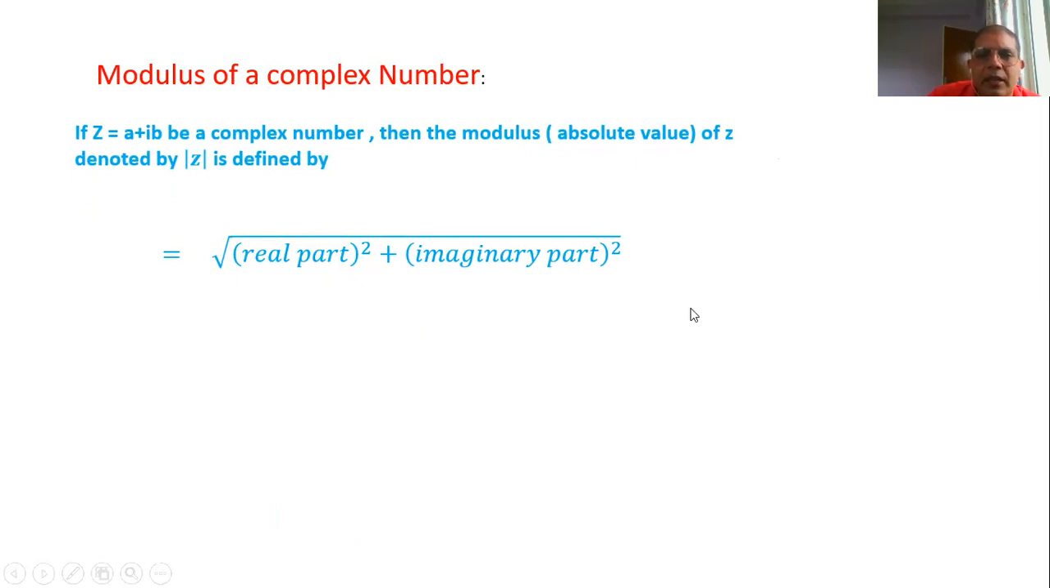We did this in real numbers also, so you can take the concept exactly the same. So if z is equal to a plus ib be a complex number, then the modulus or absolute value of z, denoted by this sign, is defined by root under a square plus b square. Don't forget, a is the real part, b is the imaginary part, so root under real part square plus imaginary part square. So in the case of a plus ib, it is root under a square plus b square, it is your formula.